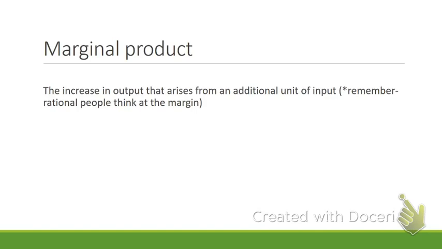A term involved with the production function is marginal product. Marginal product is the increase in output that arises from an additional unit of input. Remember, rational people think at the margin. Okay, that's marginal product.